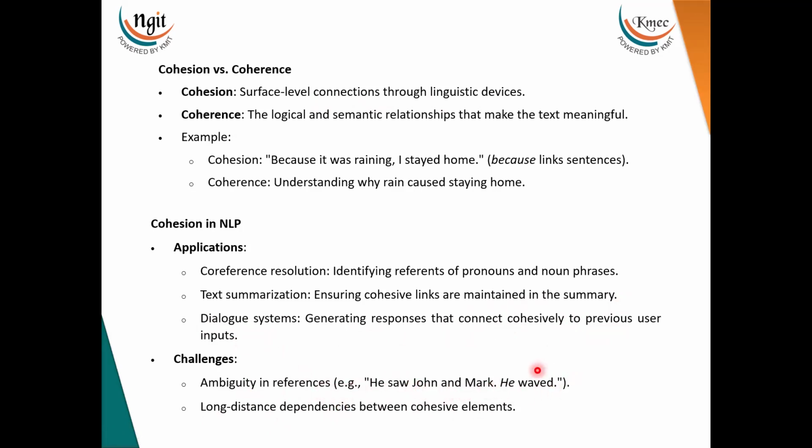"He waved." So who is "he" here? Is "he" John or Mark? That's an ambiguity in references. The second challenge is long distance dependencies between cohesive elements.